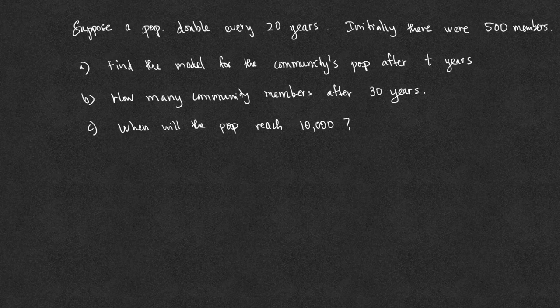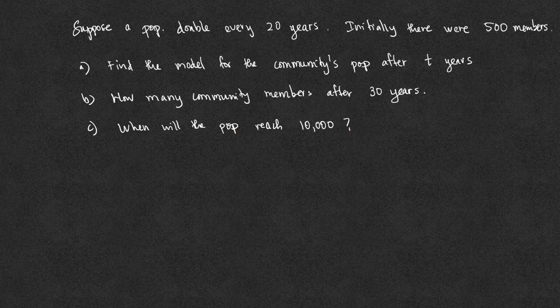Suppose a community population doubles every 20 years. Initially, there were 500 members. Find the model for the community's population after t years. How many community members after 30 years? And when will the population reach 10,000?